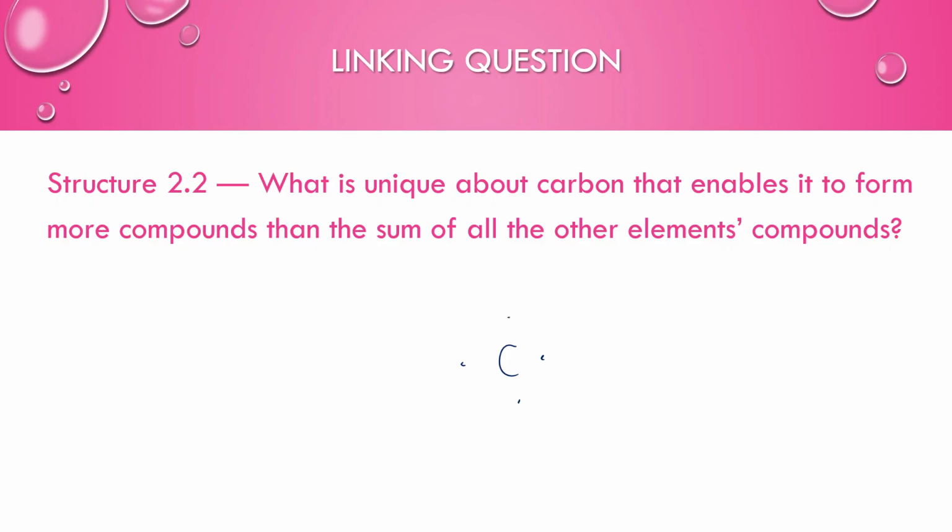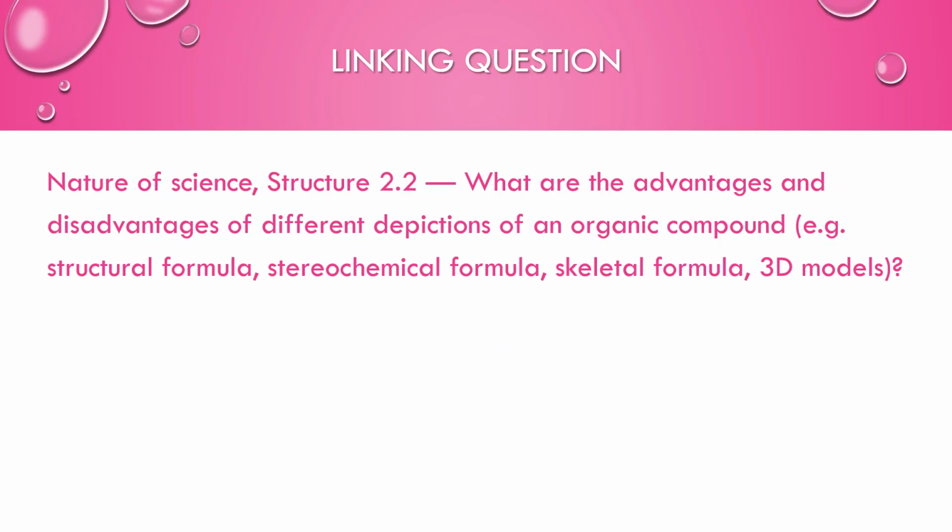Now, what are the advantages and disadvantages of different depictions of an organic compound? So structural formula, it shows everything, but it can take up a lot of space and it can be very time consuming, especially when you get into the really, really big molecules like biological molecules. A stereochemical formula shows the three-dimensional shape, like 3D space. But again, it can take up a lot of space and can be difficult to draw, especially when you have a very big molecule.